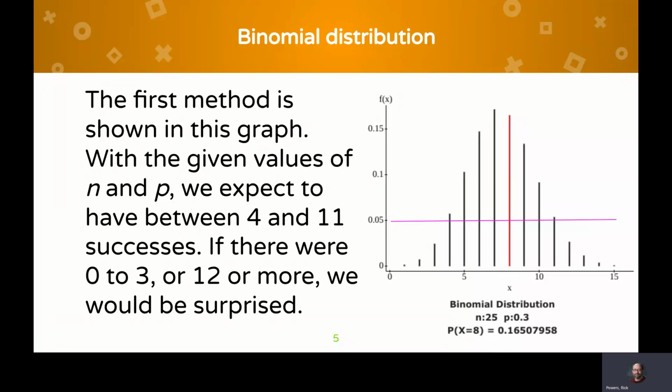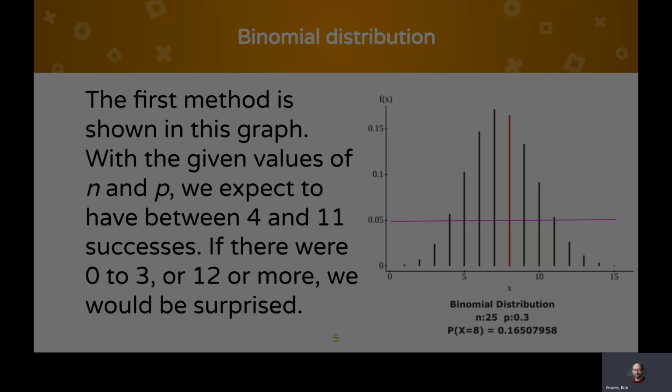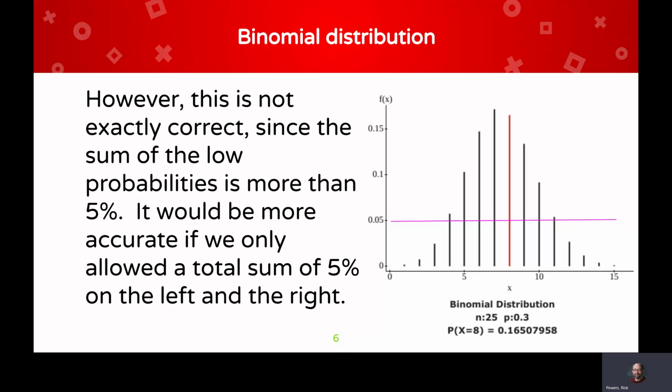So we see on the horizontal axis that the values of x which are below 0.05 would be 0, 1, 2, 3, and then 12, 13, 14, 15, and so on. However, this is not exactly correct, since the sum of the low probabilities is more than 5%. It would be more accurate if we only allowed a total sum of 5% on the left and the right.